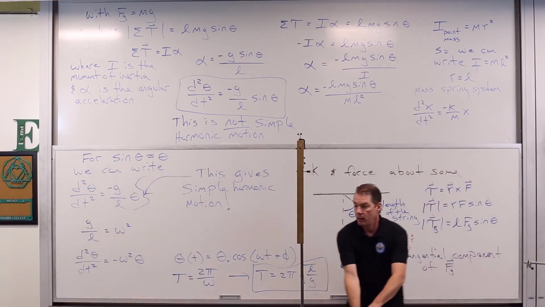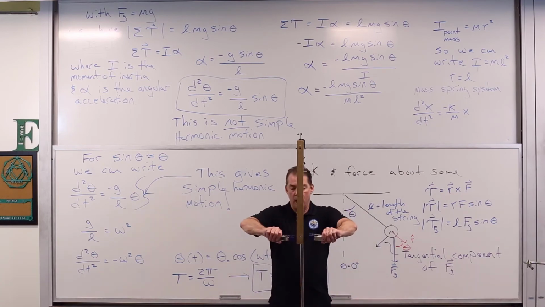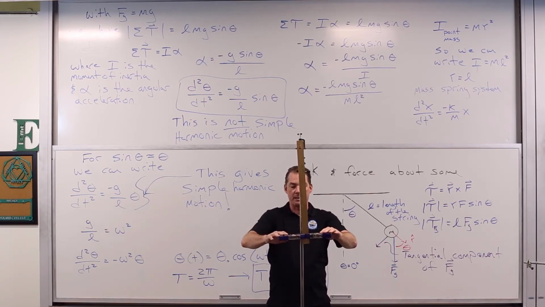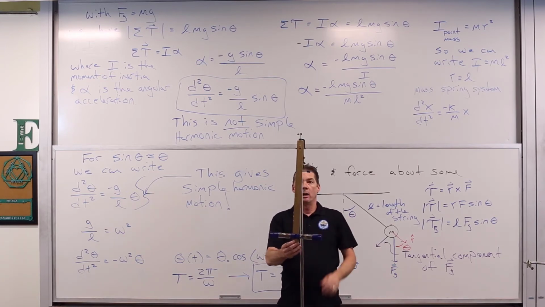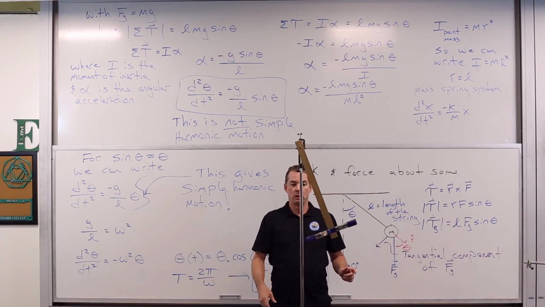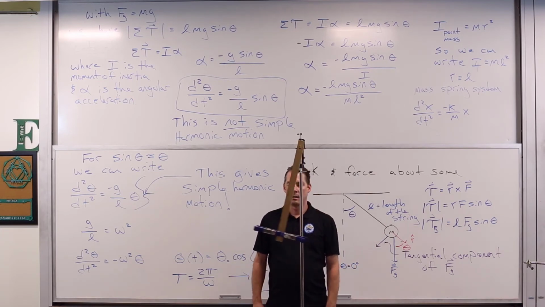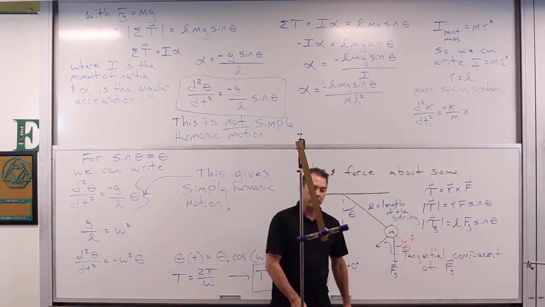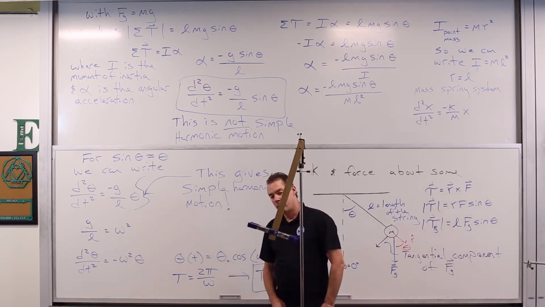So, let's check this out. I'm going to change the mass of this overall, but I'm just adding some mass down here. And what I'm going to do is set this into some oscillations there. 1, 2, 3, 4, 5.